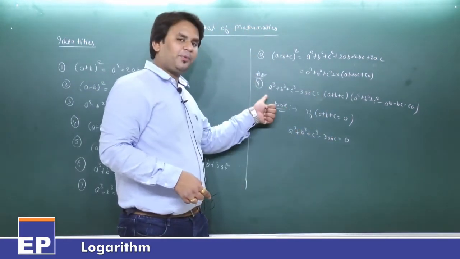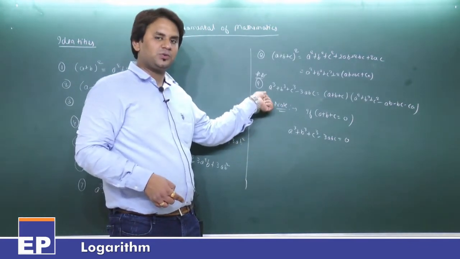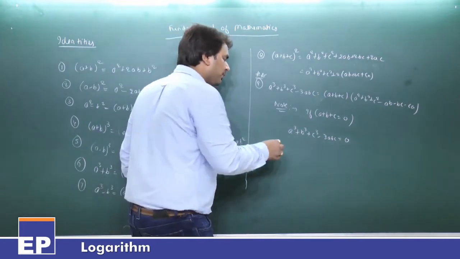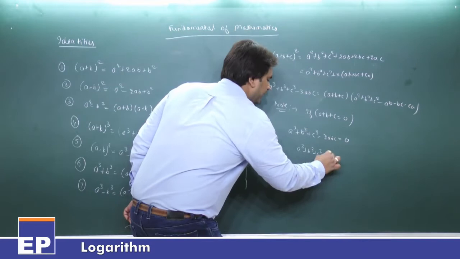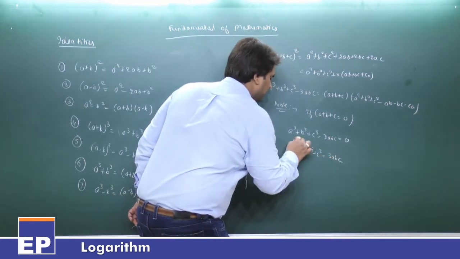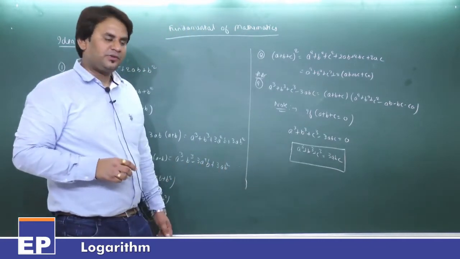Please, this is a very important formula, you have to remember it because this formula will come in class 11 and class 12 in multiple questions. Okay, what will it become? It will become a cube plus b cube plus c cube equal to 3abc. So this condition is very important: a cube plus b cube plus c cube is equal to 3abc.